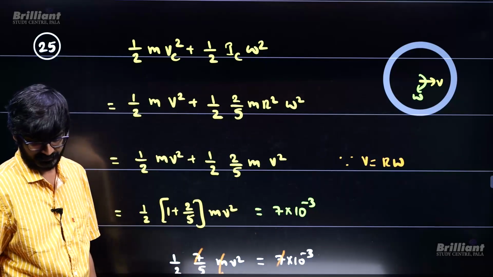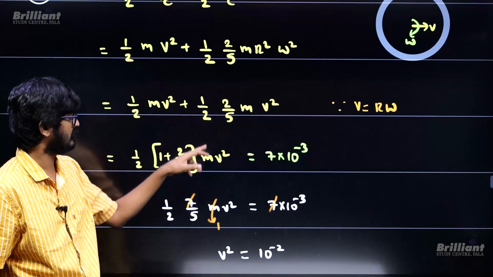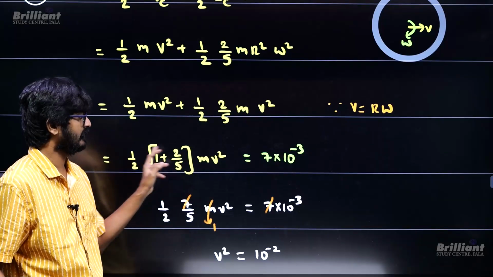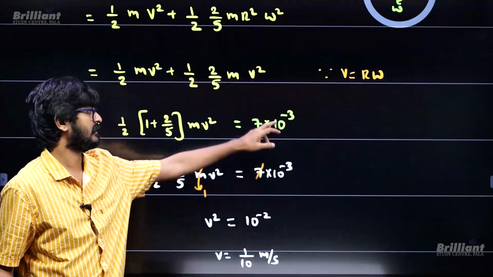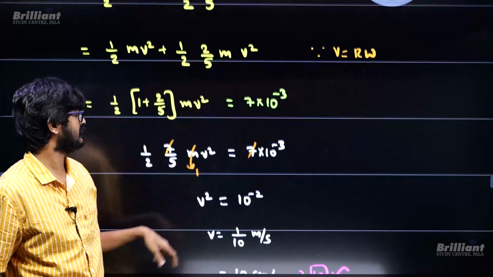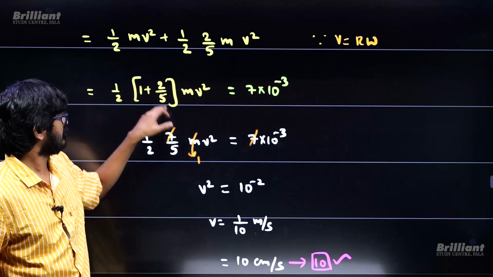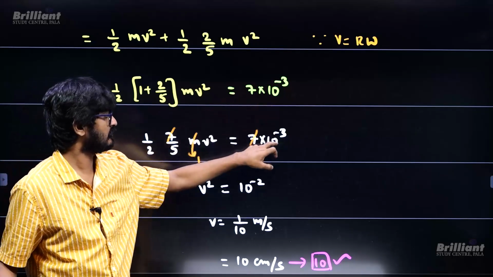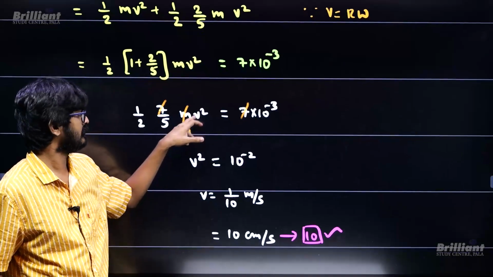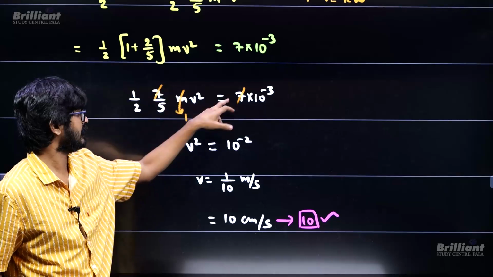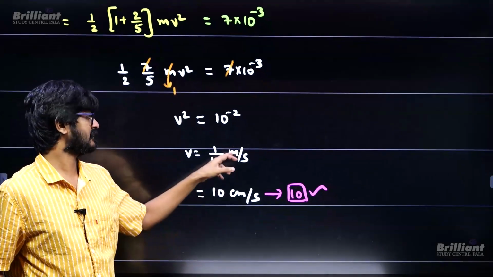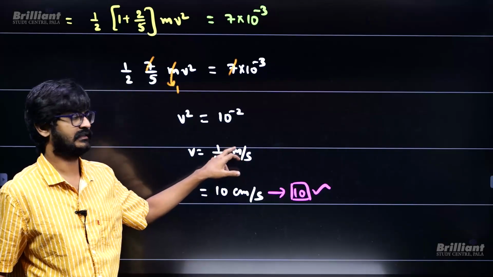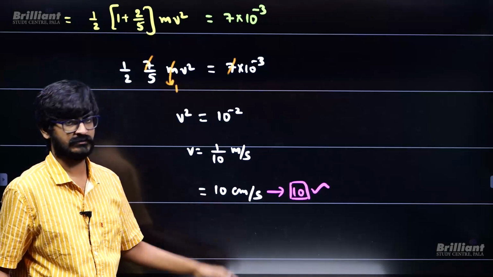Now what is the total kinetic energy? Total kinetic energy, I can take half mv square common, so I will be getting 7 by 5 into half mv square. But the total kinetic energy is this much given, 7 into 10 power minus 3. From here I need to find what is the velocity. Half into 7 by 5 mv square equals to 7 into 10 power minus 3. Mass value is given as 1. All are SI units. So when I substitute, I will be getting 1 by 10 meters per second. But they are asking in centimeter per second. So this is 100 centimeter. 100 by 10 is 10, right?